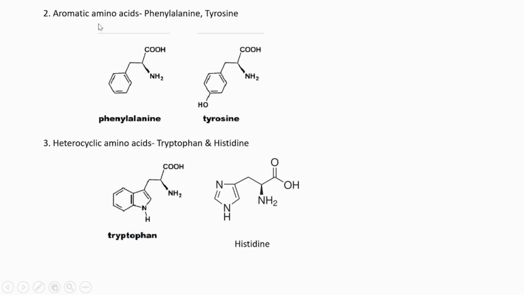Next, aromatic amino acid. Aromatic means it is not in the form of an open chain. Instead, it is having a ring. Examples, phenylalanine and tyrosine. And next classification is heterocyclic amino acid. Heterocyclic amino acids, examples, tryptophan and histidine. Hetero means some different group is present in the ring. We can see an additional nitrogen group here. So that is why these amino acids are classified under this type of classification, that is heterocyclic amino acid.